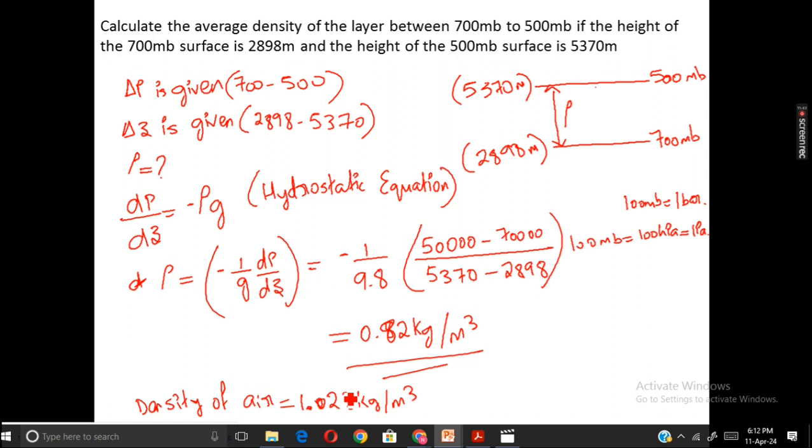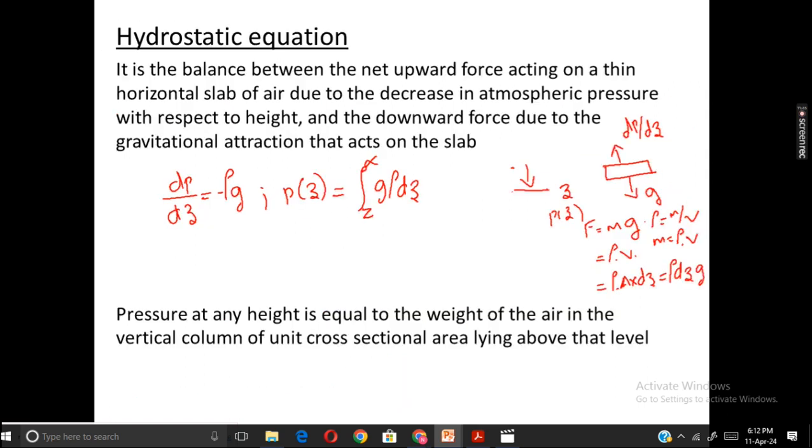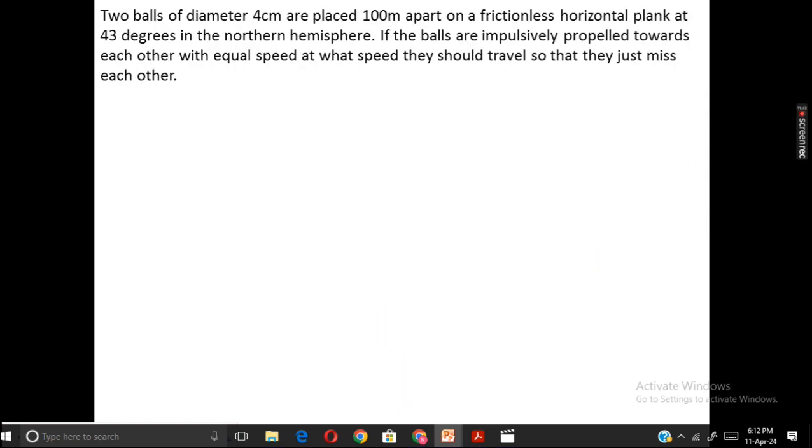Okay. So that is the first question. Now, that was basically regarding the hydrostatic equation, pressure levels, density, and all. Now, this one is basically regarding the forces that we have learned, like the forces that are acting on the Earth's surface due to the rotation, due to the accelerating frame of reference, and all those things.